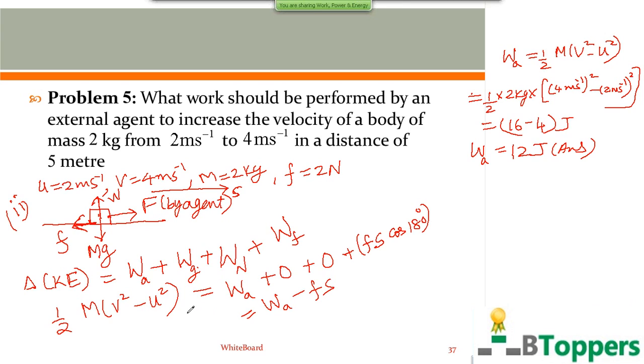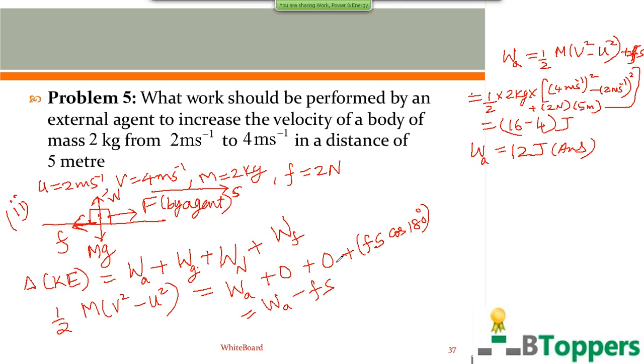So you get work done by the agent minus Fs. Carrying this term to the other side, the work done by the external agent on the body equals half m into v square minus u square plus F into S. F is the magnitude of the retarding force and S is the magnitude of the displacement. The magnitude of the retarding force is 2 Newton and the magnitude of the displacement is 5 meter.